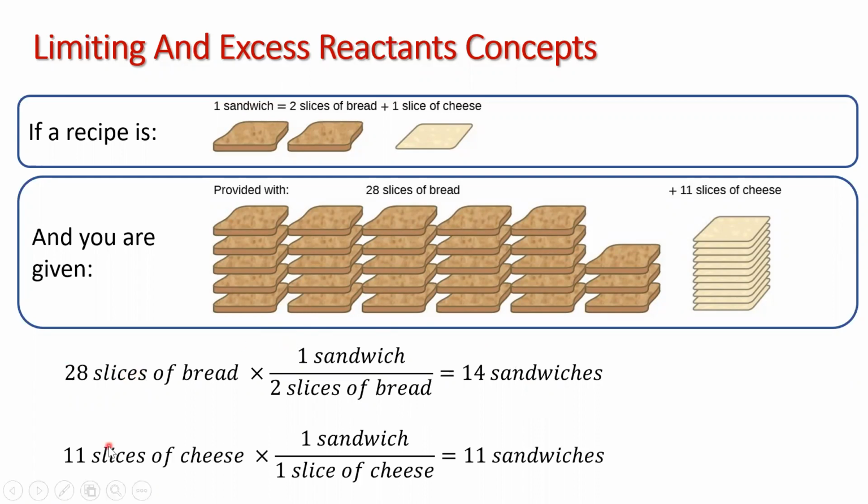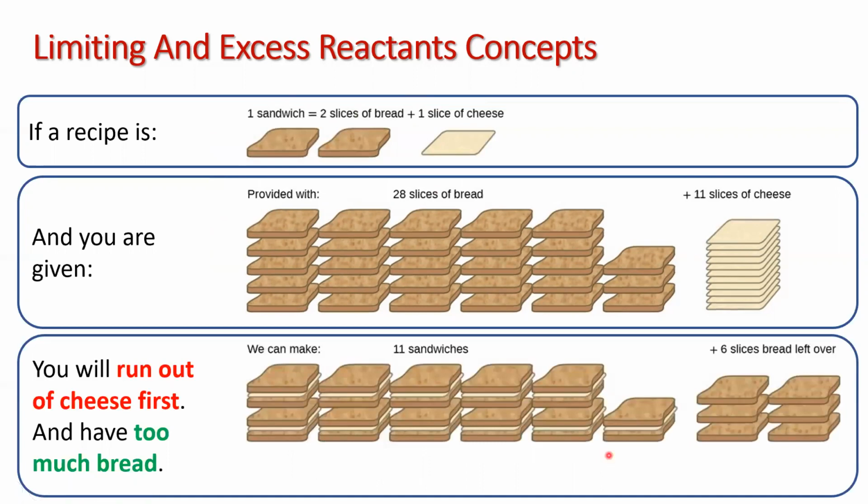And if we were to look at the slices of cheese, since we have 11 slices of cheese and it's a 1-to-1 ratio of cheese to sandwiches, we can make 11 sandwiches. Okay, well, we can make 14 sandwiches with our bread, but we can only make 11 sandwiches with our cheese. So what does that mean? Well, it means that we're going to run out of cheese and we're going to have extra bread left over. There's no more cheese to make sandwiches with. We stop making sandwiches and we have bread left over. Easy enough concept.